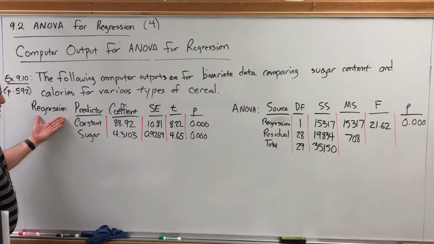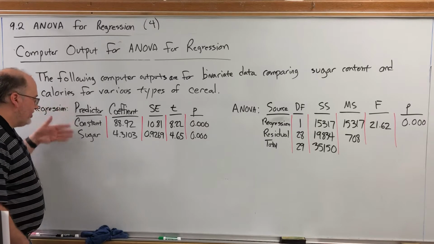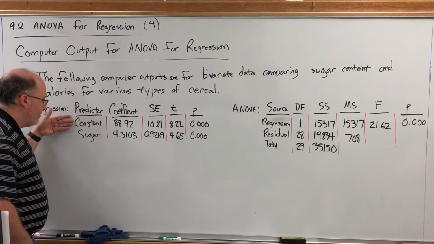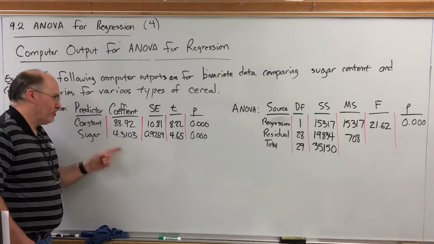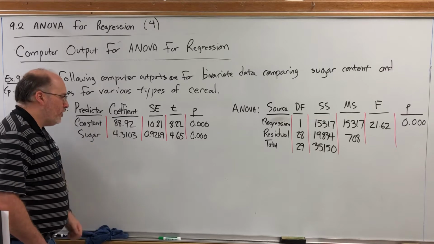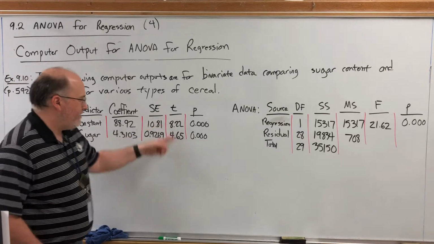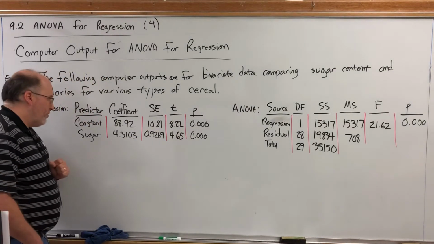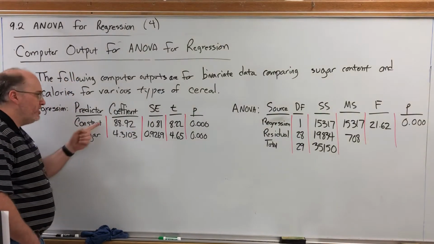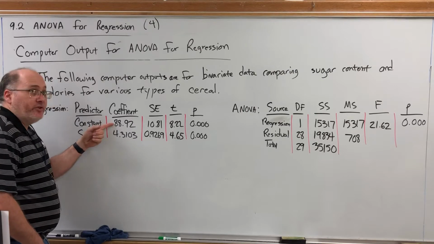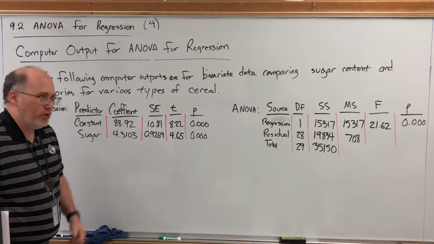Our regression output tells us information about the line of best fit. For our predictors, the constant, aka the intercept, and the explanatory variable, sugar, our coefficients are 88.92 and 4.3103. The standard errors for both of those are here, t-values and p-values. Just a reminder that we don't use most of the information given for the constant. The only one that we use is under coefficients, which tells us what our intercept is. However, everything down here has a meaning and in some cases a purpose.